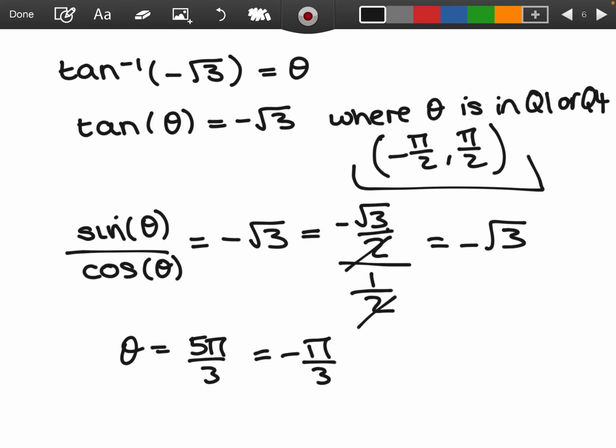So whenever you get one of these problems with tan, always convert it to sine and cosine, and then look for coordinates on that unit circle such that when you do the sine divided by cosine, or the y coordinate divided by the x coordinate, you do get that value. But make sure that you are only looking in quadrants 1 and 4, because tan inverse is only defined there.